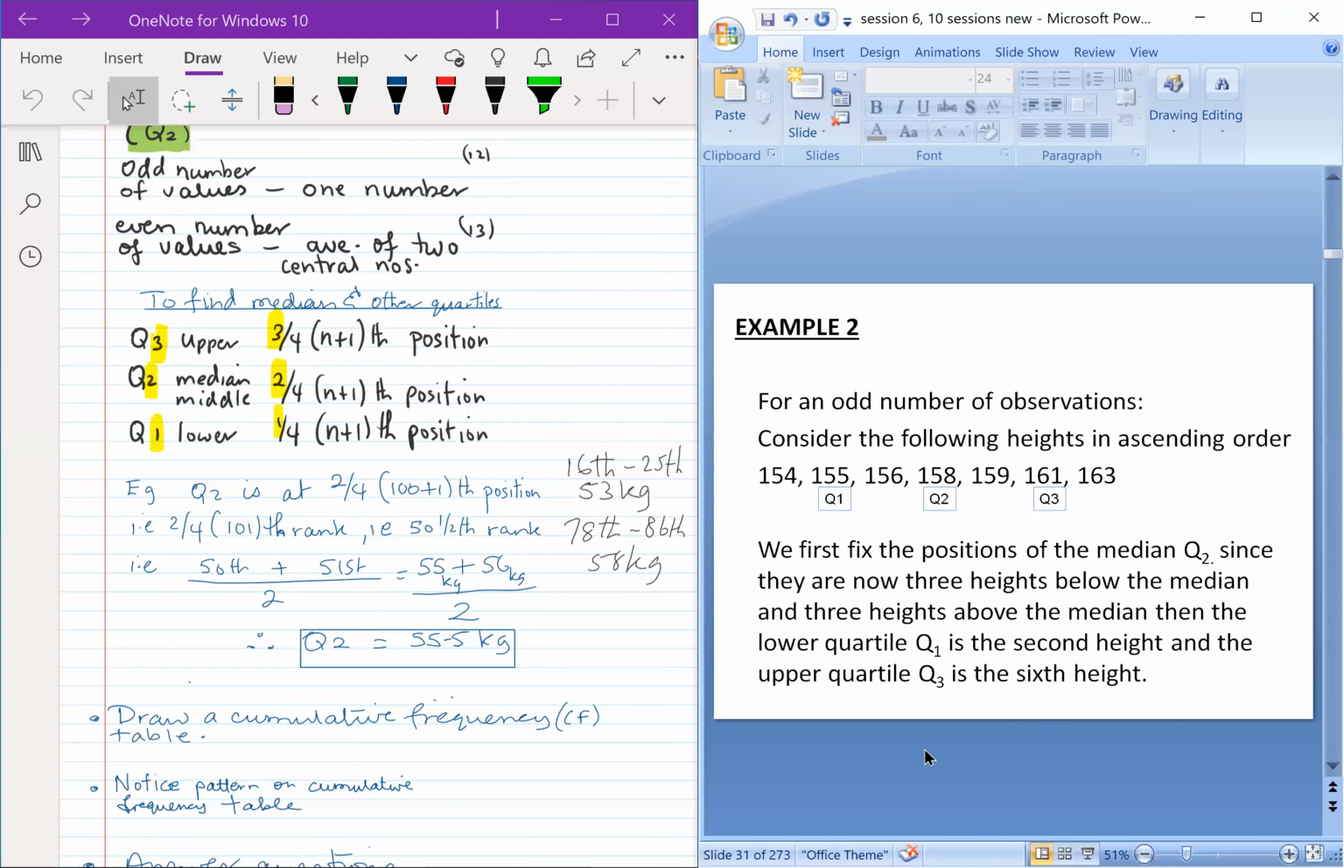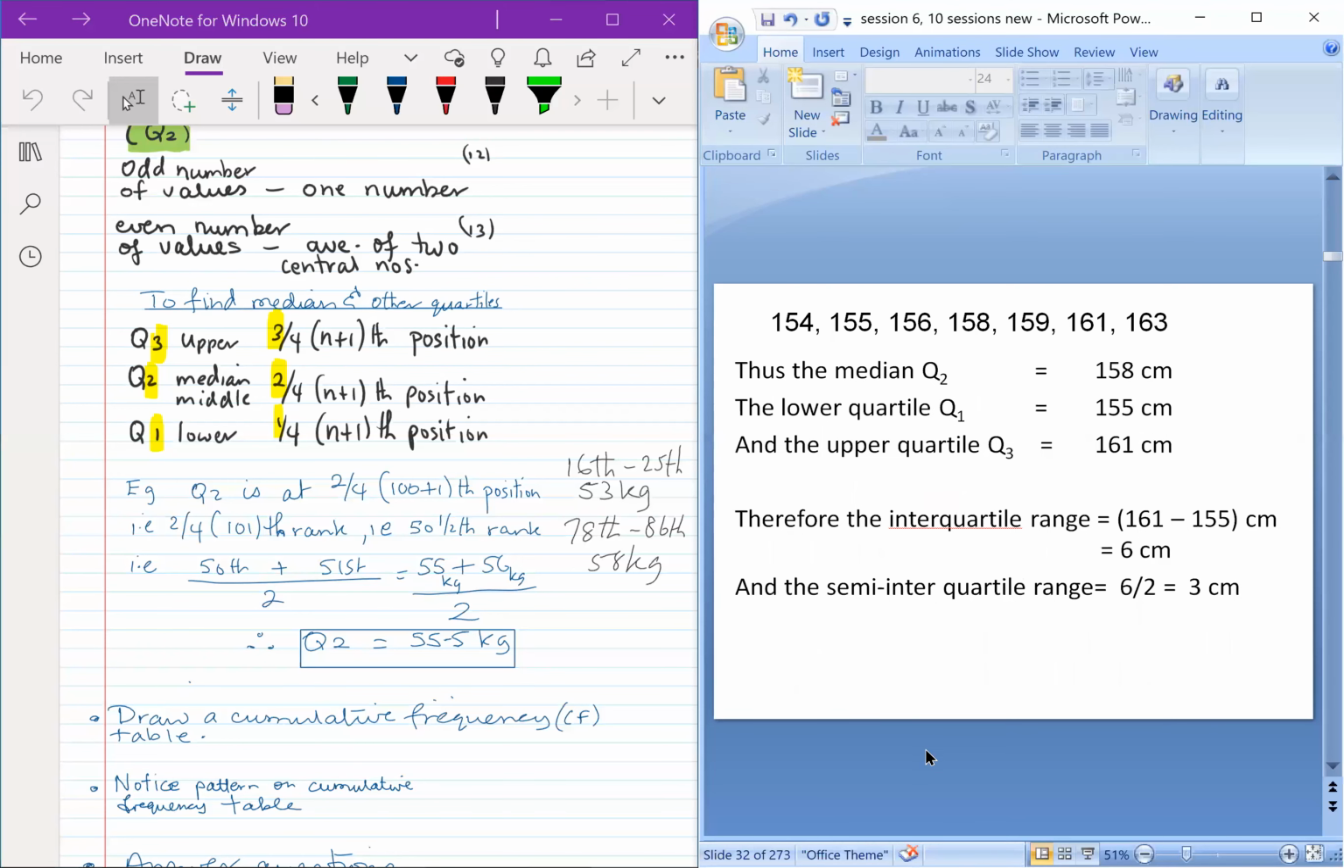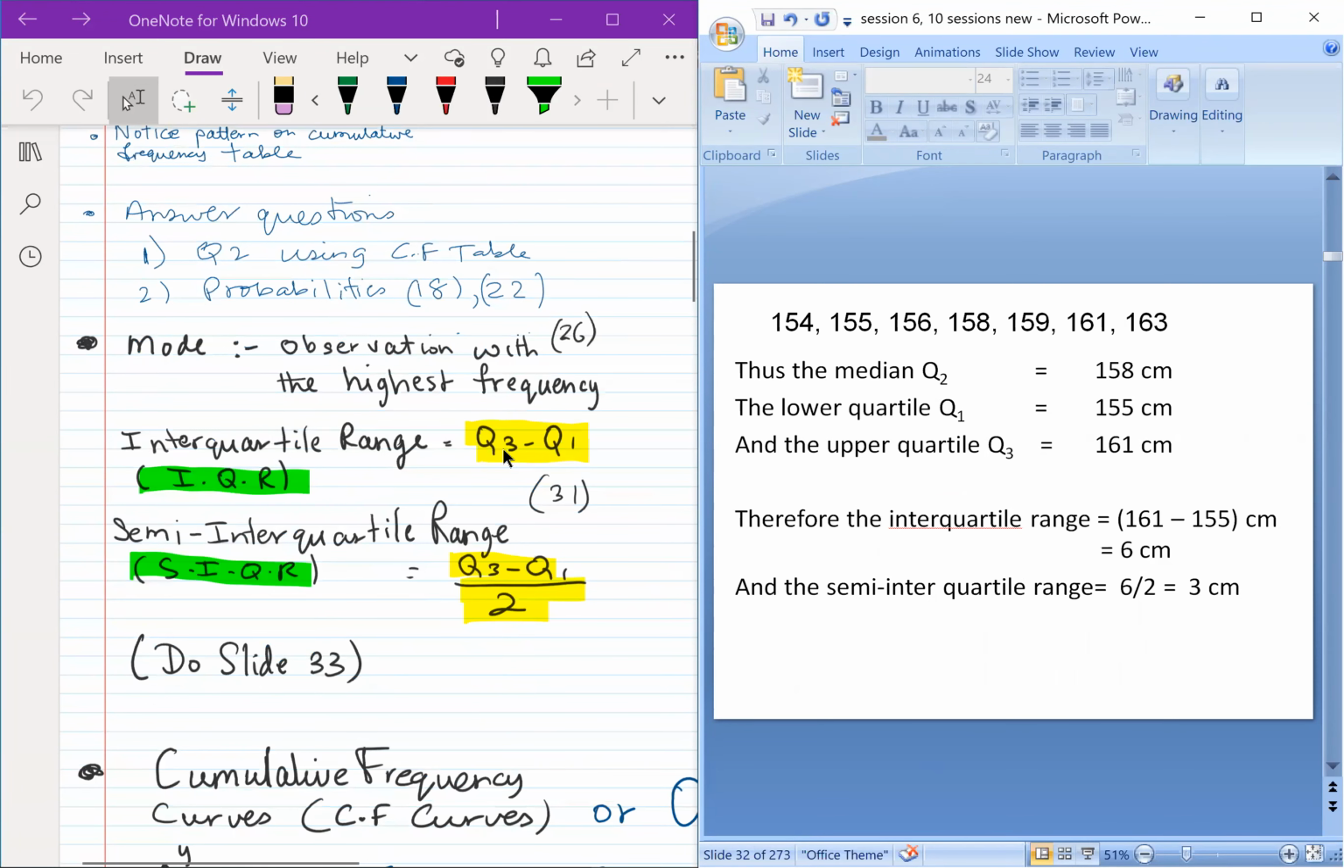But if they wanted to find something called the interquartile range, then the definition for interquartile range is this: Q3 minus Q1, upper quartile minus lower quartile. They could definitely ask you these in multiple choice, giving you something very simple like this. So Q3 minus Q1, 161 minus 155, would give me the interquartile range, which is 6 centimeters.